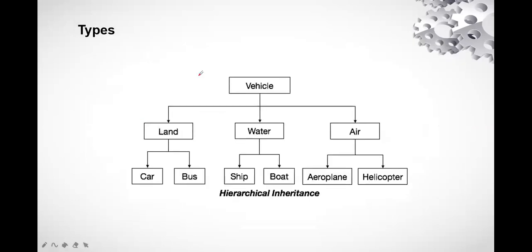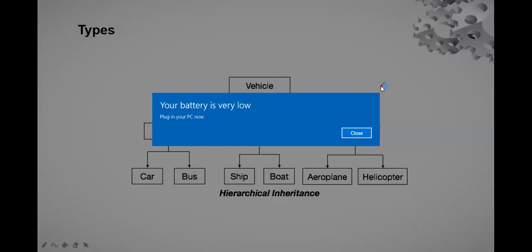Now moving towards the last one, this is the hierarchical. Let's say we have vehicle, we have these three: land, water, and air. For the land, we have car and bus. Water, we have ship and boat. Air, we have aeroplane and helicopter. So this is what? This is forming the hierarchy, and this is termed as the hierarchical inheritance. Okay.